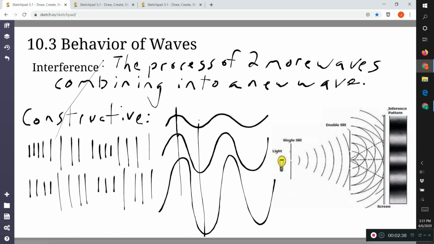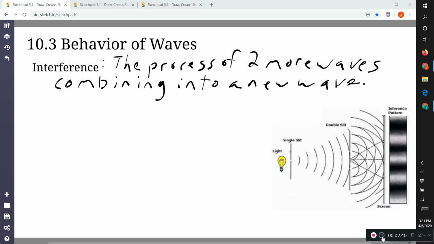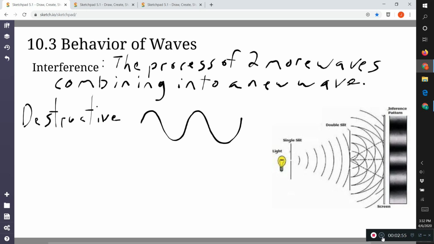I'm going to clear this. The other type is what we call destructive interference. And destructive interference is basically the waves canceling each other out. So if I have this wave here, and I have the exact opposite, this is a little tricky to draw, then they can completely cancel each other out, or at the very least make a smaller wave.